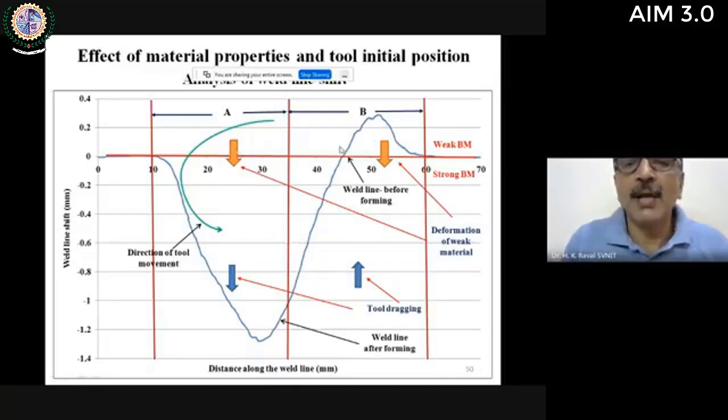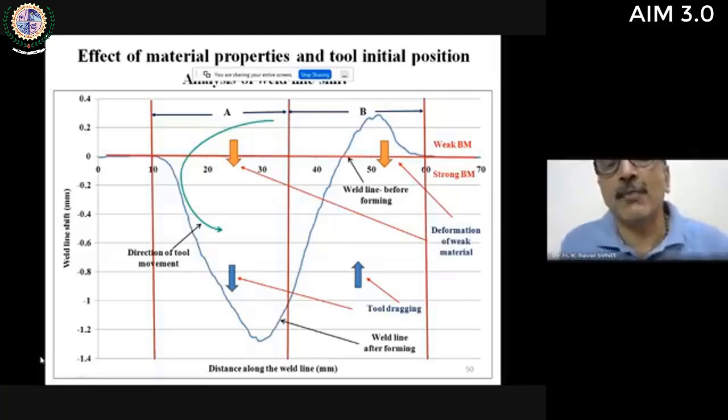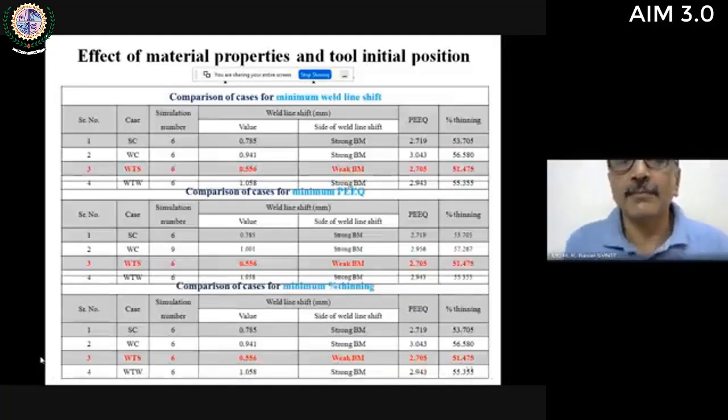This particular brown arrow indicates the deformation of weaker material, and this blue arrow indicates the deformation because of the tool dragging. Tool dragging also adds to the deformations. Here tool dragging opposes deformation. That is why deformation is less in this zone compared to this zone, where deformation is bigger. So this is what is observed in almost all the samples we have tried for different combinations of the factors and levels of L9.